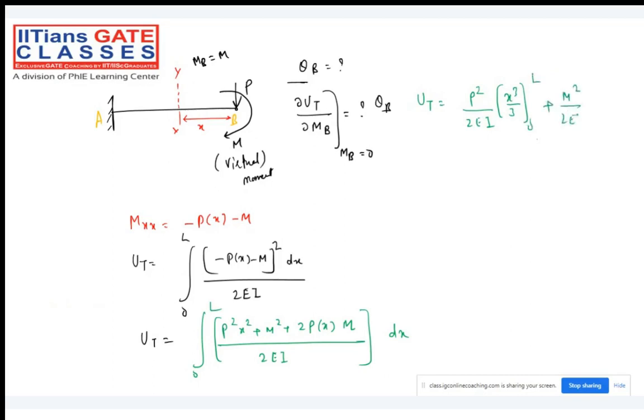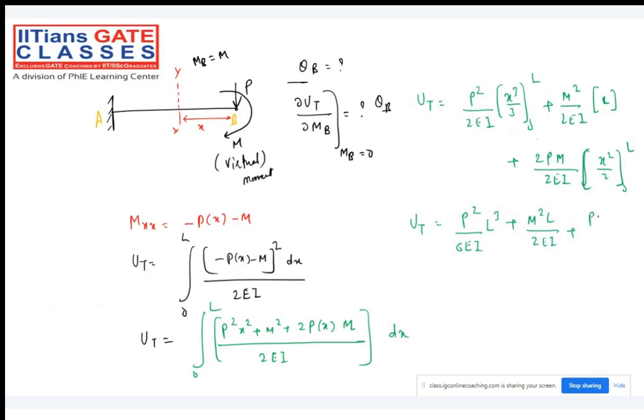Again we are doing integration. No need to do the integration here also, my dear friend, because m we have to keep as 0 at the end of the day. But let me just keep it right now because we are finding the total strain energy. So the total strain energy will be P square L cube divided by 6EI, plus m square L divided by 2EI, plus PmL square divided by 2EI.